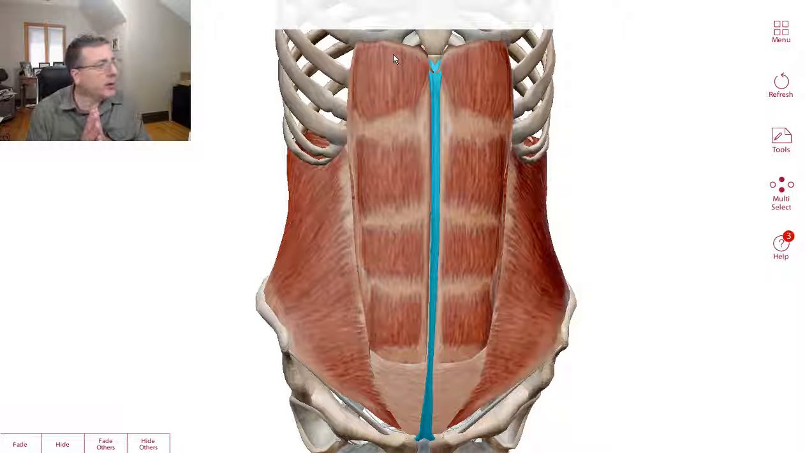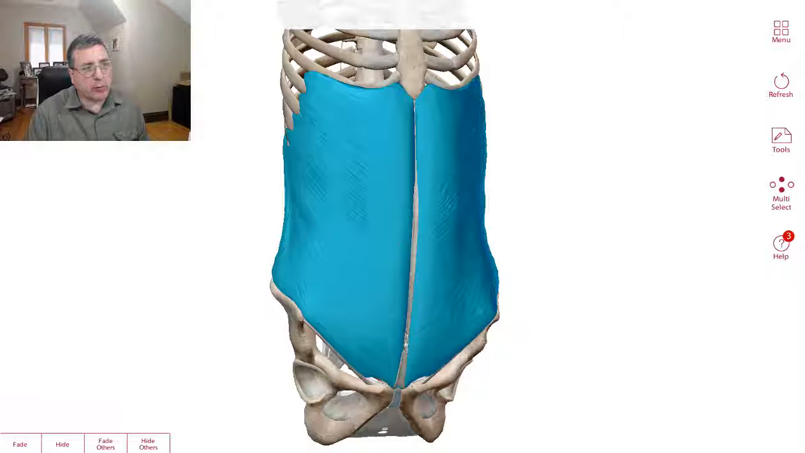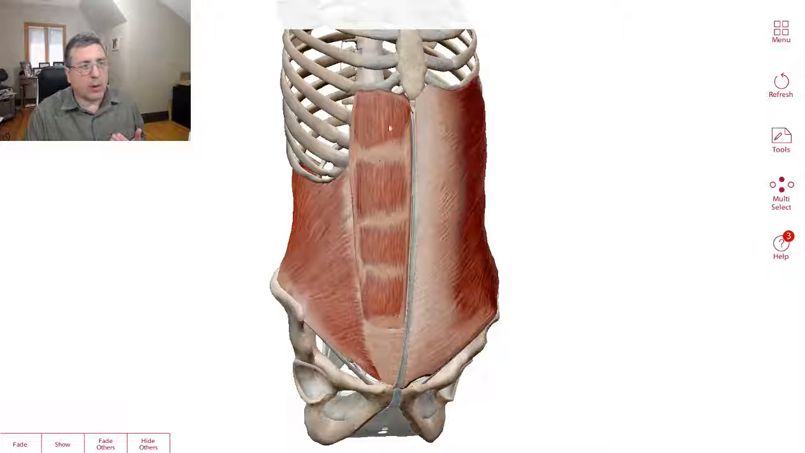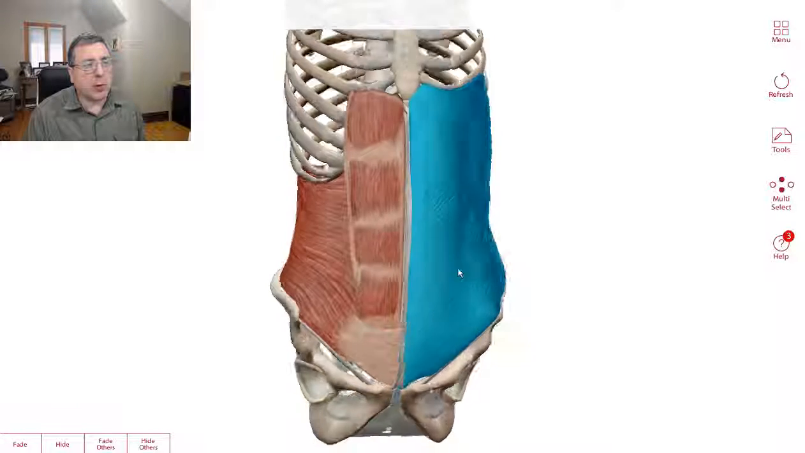The other one is your external oblique, which is this one. Now you can see where the rectus abdominis muscle kind of disappeared. It's because it's deep to the external oblique. So external oblique is here. Let me hide half of this, and voila, there is your rectus abdominis. We're going to have the internal oblique, and then a transverse abdominis here. It's basically going to be the orientation of the muscle fibers. So this is your external oblique.